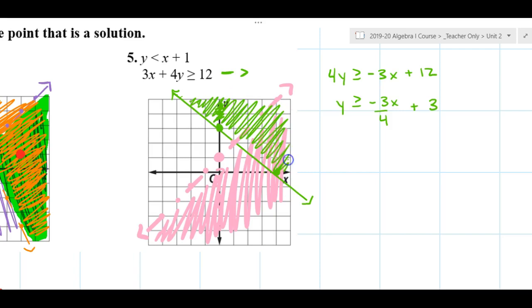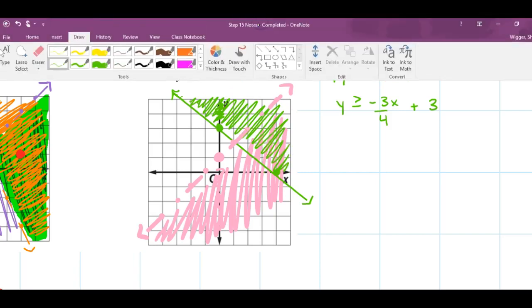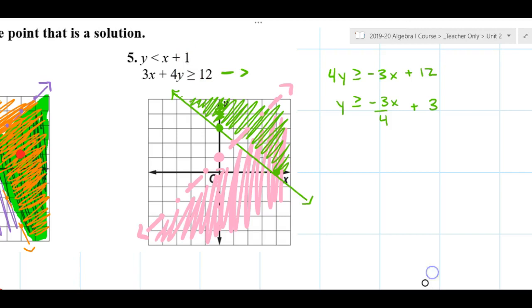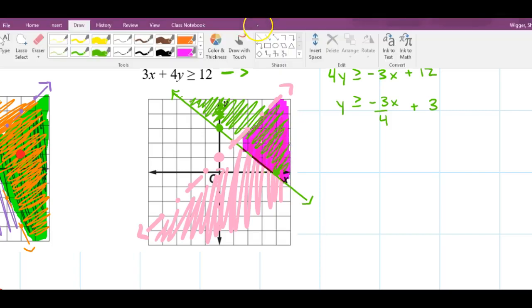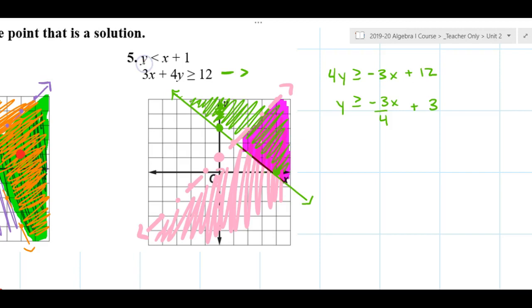Now I'm going to pay special attention to the double shaded region. Make sure I really highlight that area where the solutions lie. I'm going to pick a point that's a solution. A safe point, that one's 1, 2, 3 over 3 up 2.